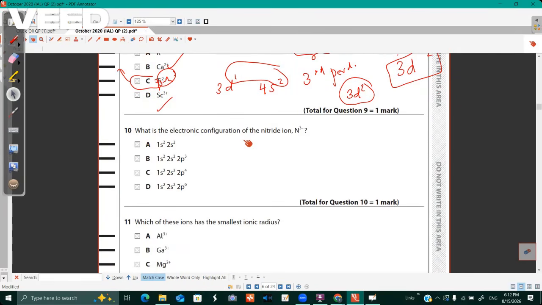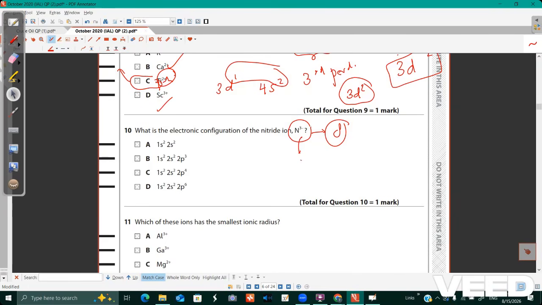What is the electronic configuration of the nitride ion? N3 minus. So N3 minus means 8 electrons are there. It's a noble gas configuration. There must be 8 electrons. Why? Nitrogen is in the fifth group. N3 minus means another 3 electrons are taken. 8 electrons. So let's see where do you have 8 electrons? This is the only electron configuration, right? Other answers don't have 8 electrons.